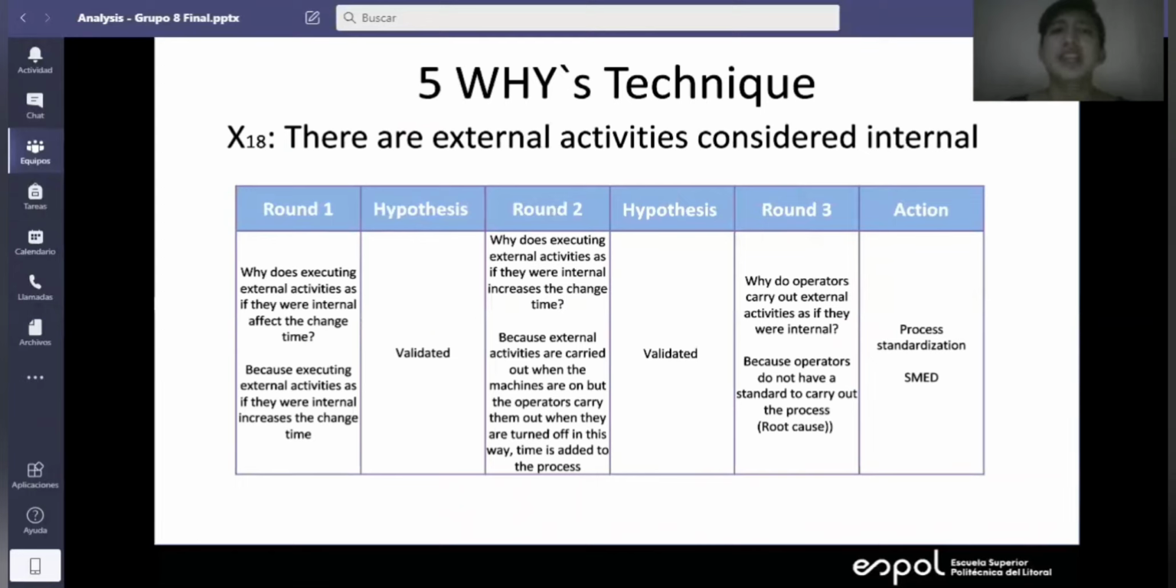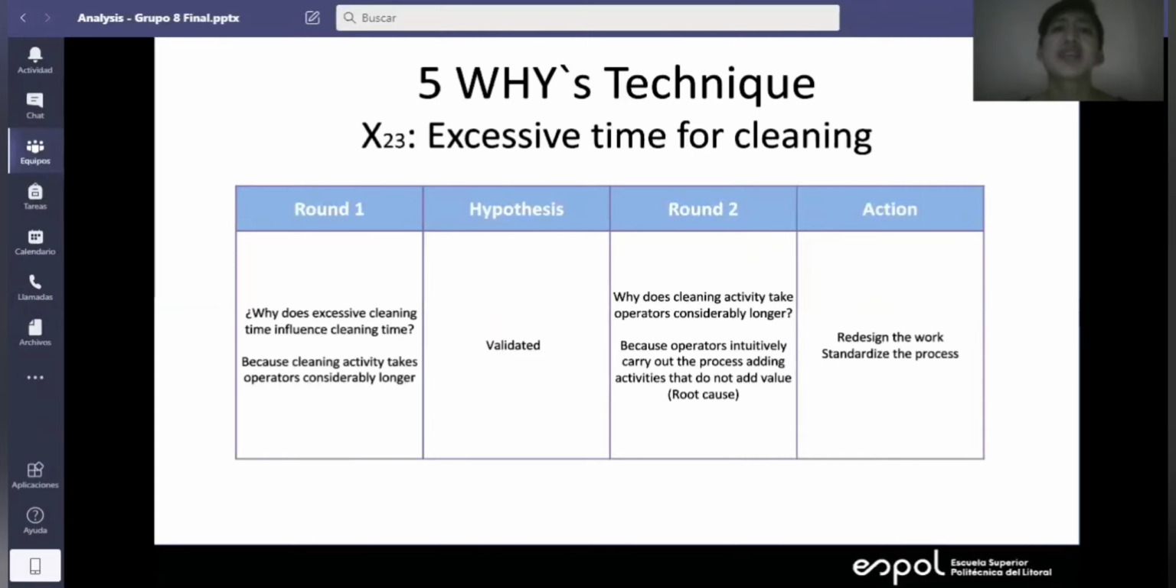So we must train the operators, analyze the workload, and standardize the process time. There are external activities considered internal. This is due to the operators not having standards to carry out the process. Here, we must apply the SMED technique and standardize the process. The excessive time for cleaning is due to the operators intuitively carrying out the process, adding activities that don't add value.